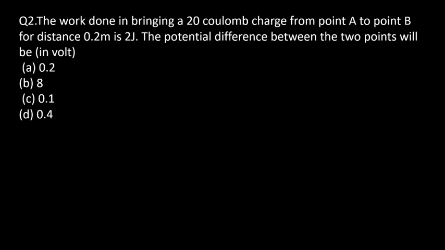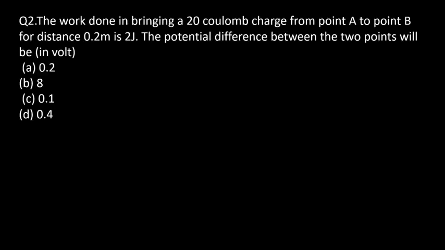Now students, we have to do some numericals. One numerical is there. The work done in bringing a 20 coulomb charge from point A to point B for distance 0.2 meter is 2 joule. The potential difference between the 2 points will be what?